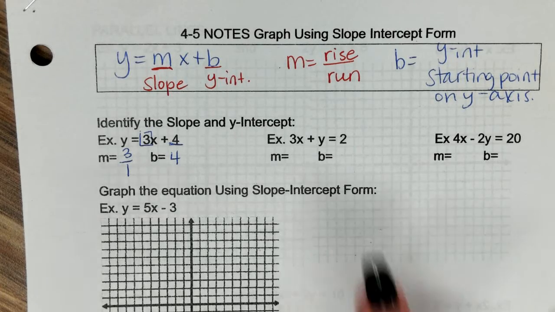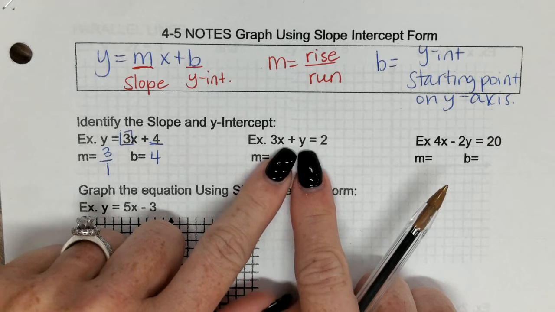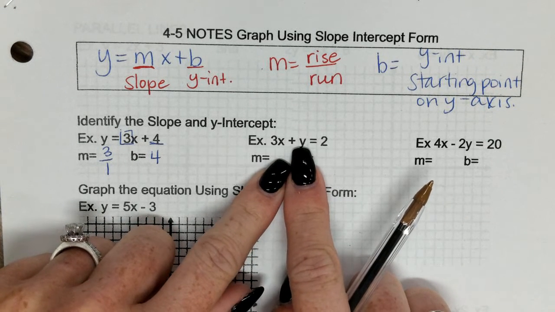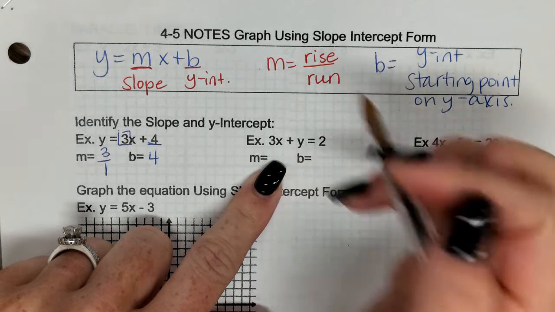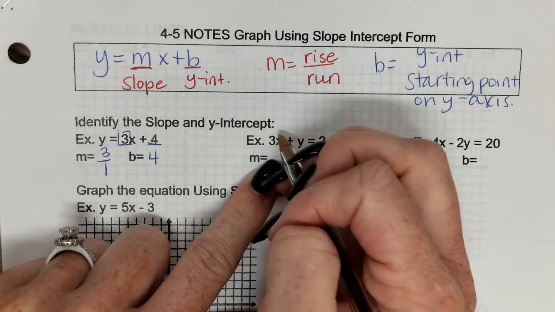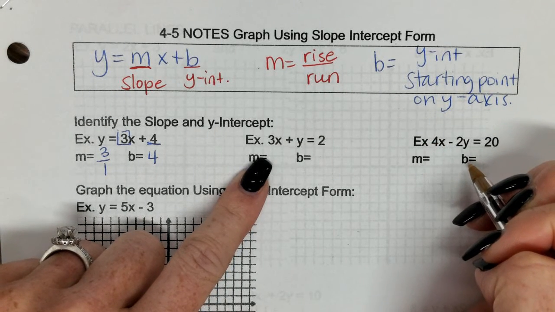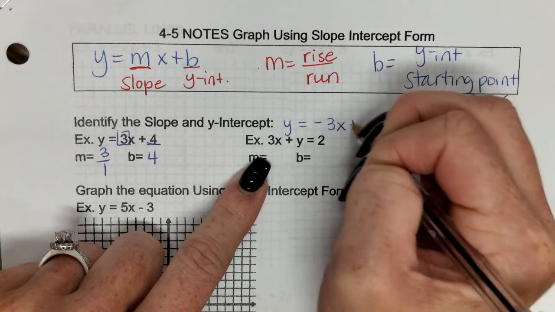All right, look at the next one. If I asked you to identify the slope and y-intercept, could you do it since it's looking like this? No, it must be in what? Slope-intercept form. So I would need to get the y by itself and move the 3x. So how would I move the 3x? So I have y equals negative 3x plus 2.